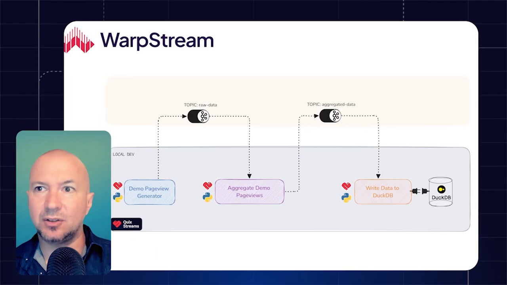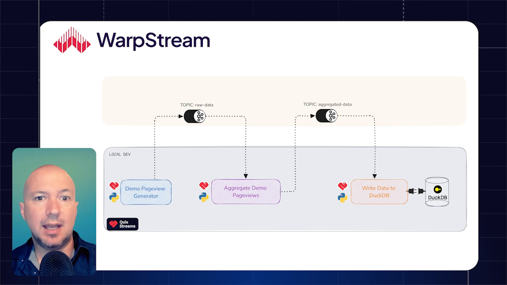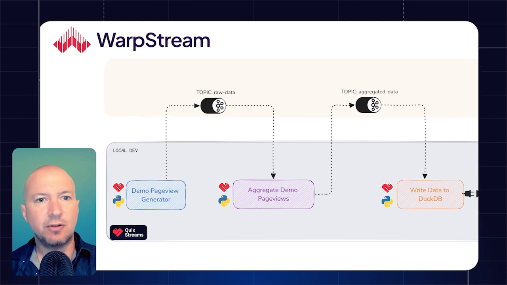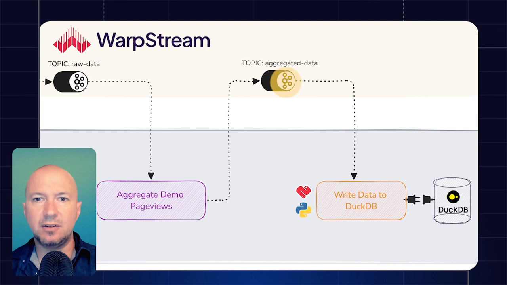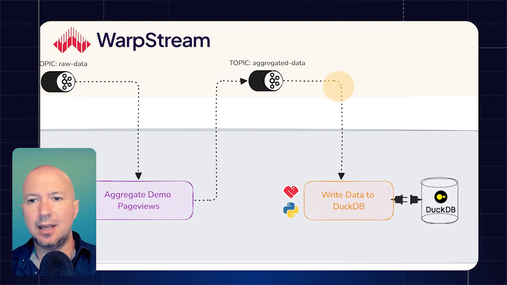And what I have on my screen here is a pipeline diagram of what I'm going to show you quickly. So here we're going to run a few simple programs that will write data into WarpStream, read back from it, and then write again. So we're going to generate some synthetic page view data. We're going to aggregate the results by page, write that back into WarpStream, and then just for fun, read it back out again and insert it into DuckDB for offline reporting and querying.